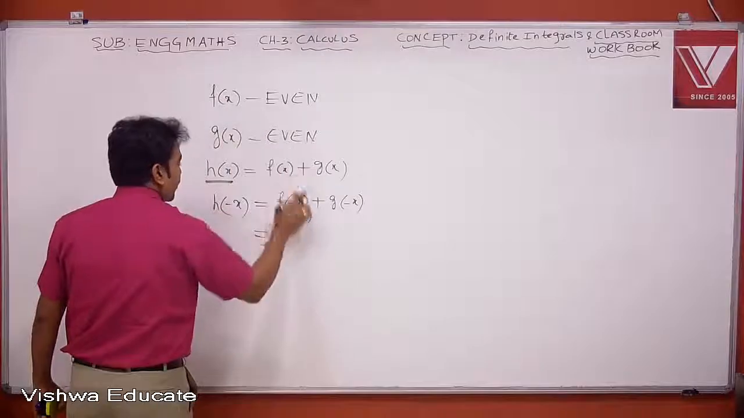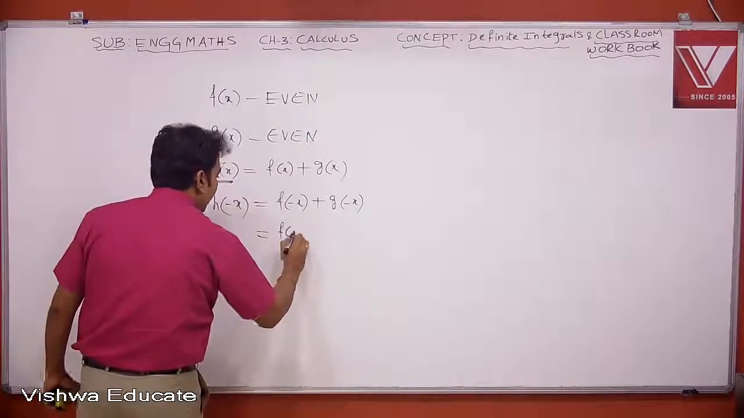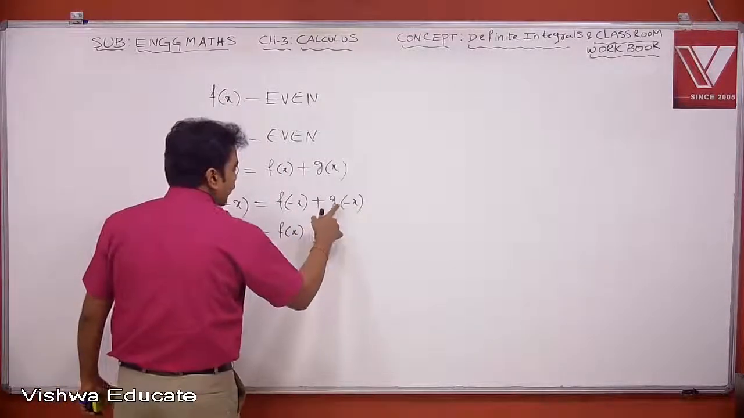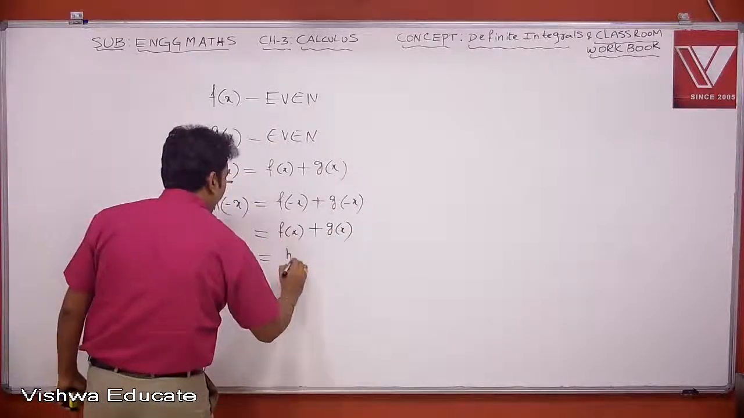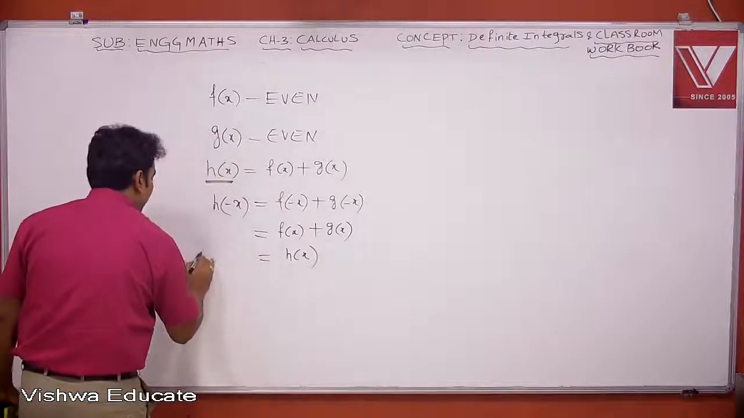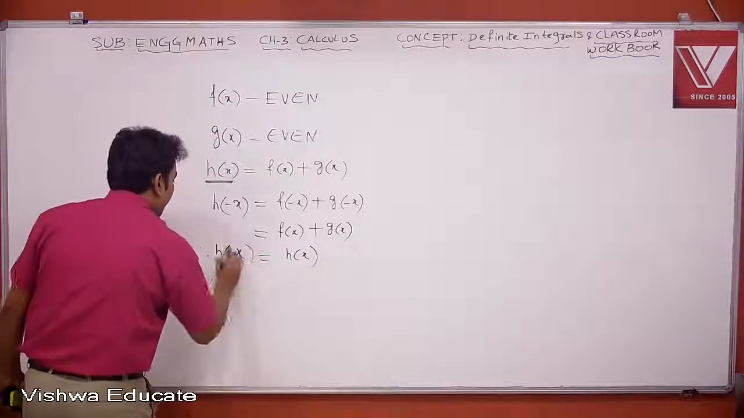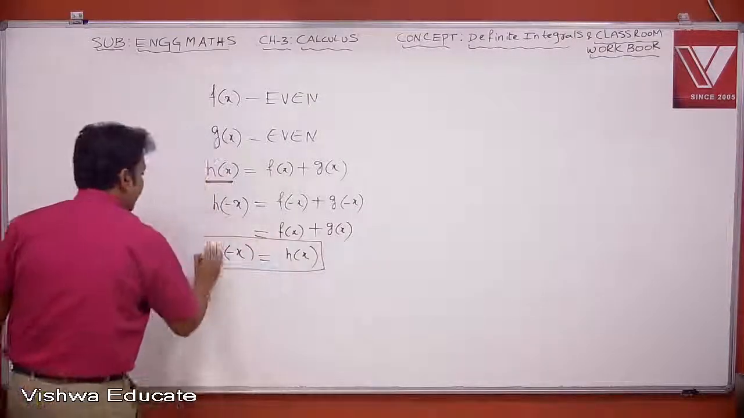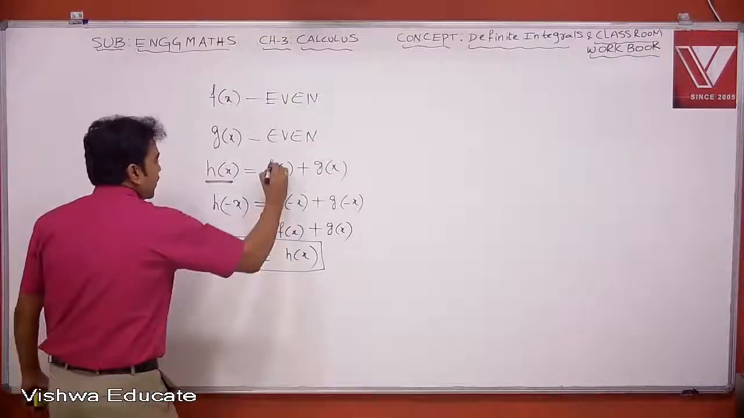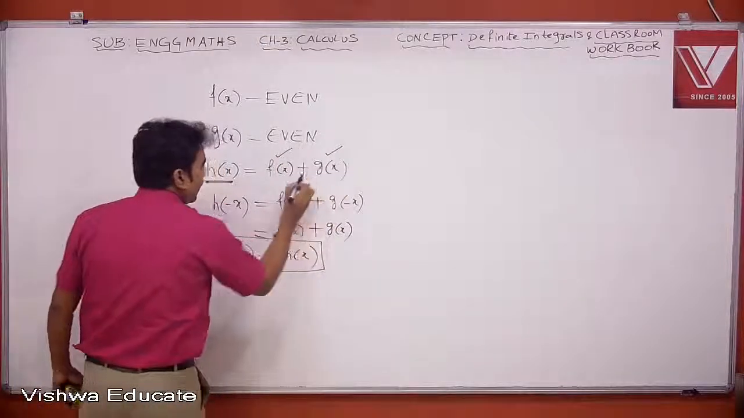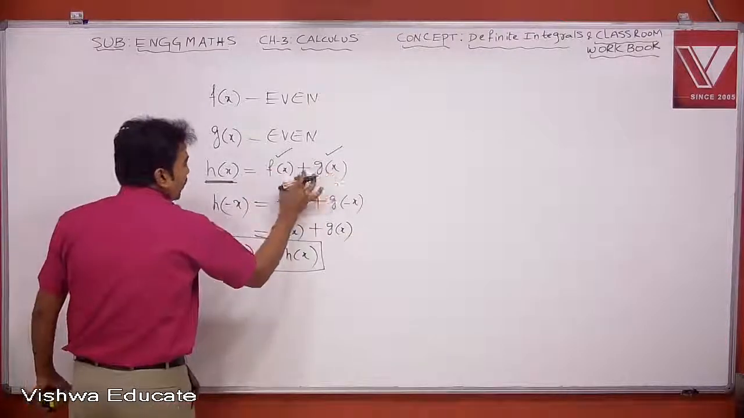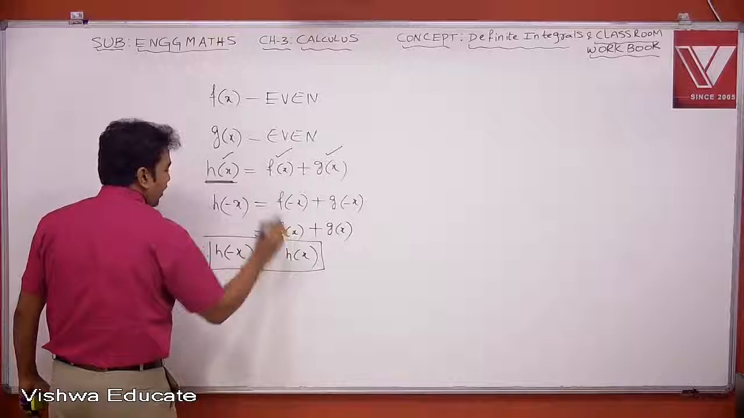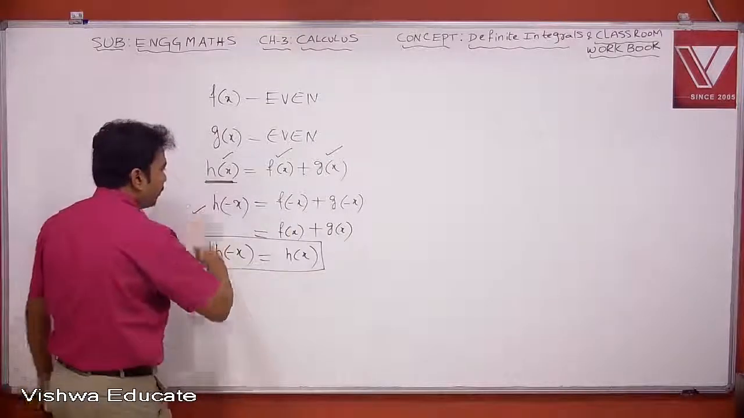Here f is an even function. Therefore f of minus x becomes f of x. g is an even function, so g of minus x is g of x. So therefore h of minus x is h of x. So we got the result as h of minus x equal to h of x. Therefore since it is even, the sum is also an even function. Therefore sum of two even functions is again an even function. This is the proof. Note.